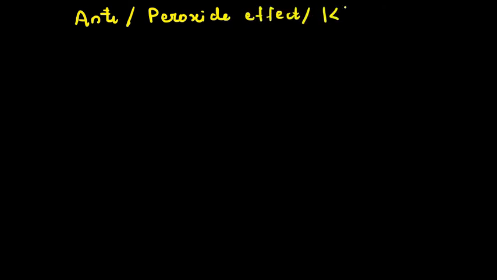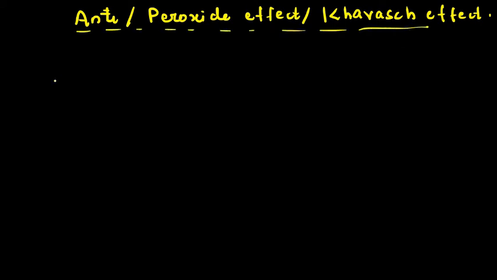Now there is another rule, which is known as the anti-Markovnikov rule. We also call it the peroxide effect, or the Kharasch effect. It is the opposite of the Markovnikov rule. In the Markovnikov rule we studied that the negative part of the halide goes to the carbon atom with the lesser number of hydrogen atoms. So in the case of the anti-Markovnikov rule, it will be the opposite of that.